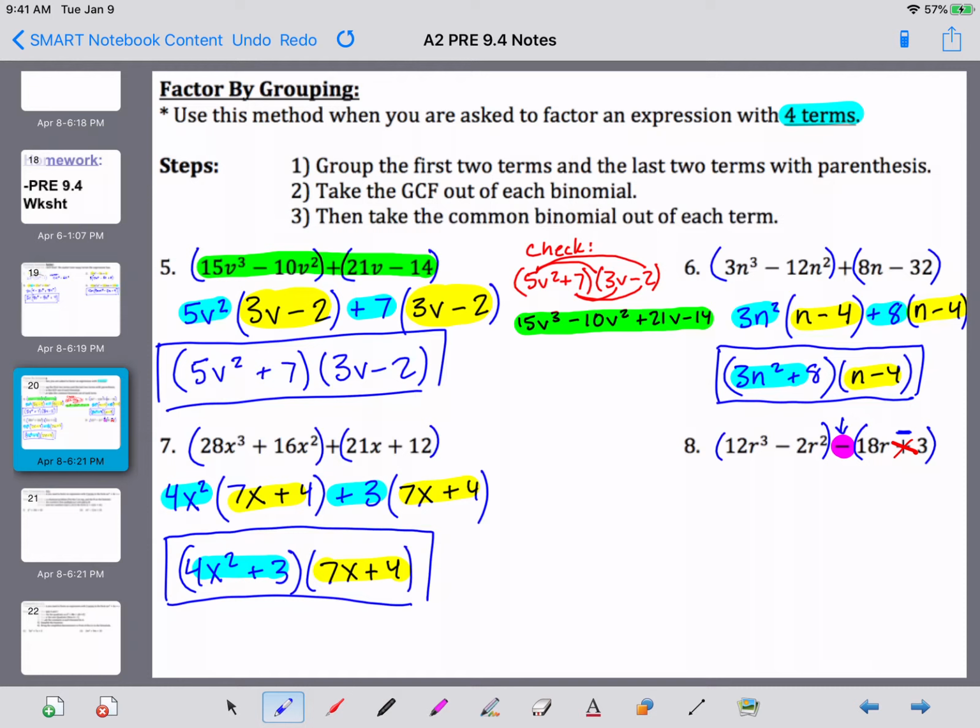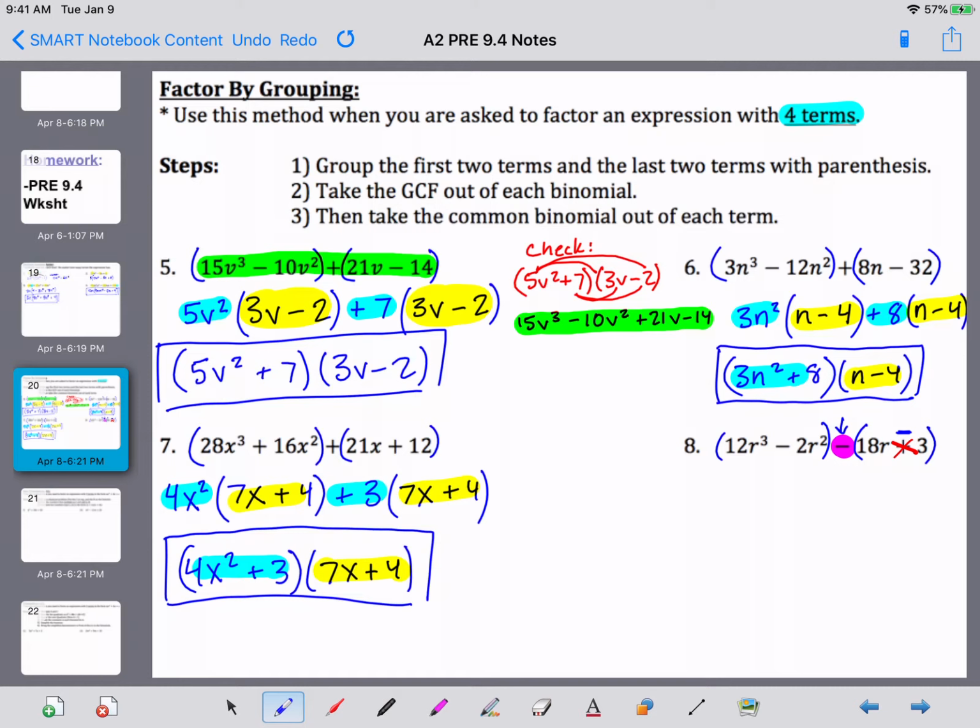Okay? And the reason for that is if you would distribute this back in, that negative times that negative would turn it back into a positive. So that's why you always have to do the opposite. If this was 18r minus 3, we'd have to go back and change it to a plus. So you always just flip the sign when you group the second two terms.